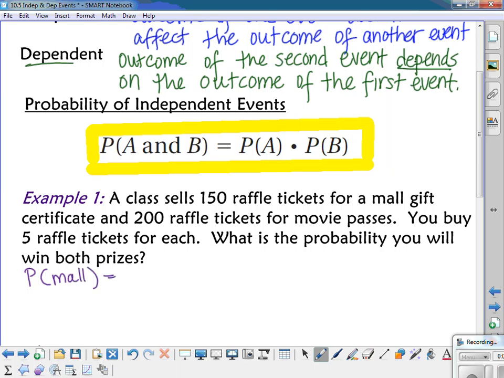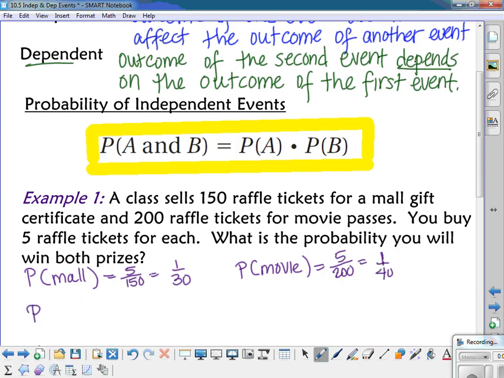How many tickets did you buy? 5. Out of how many tickets total? 150. And then you can just reduce that to 1 over 30. The probability that you're going to win the movie passes, you also bought 5 of those, but they sold a total of 200. And so then that would reduce to 1 over 40.